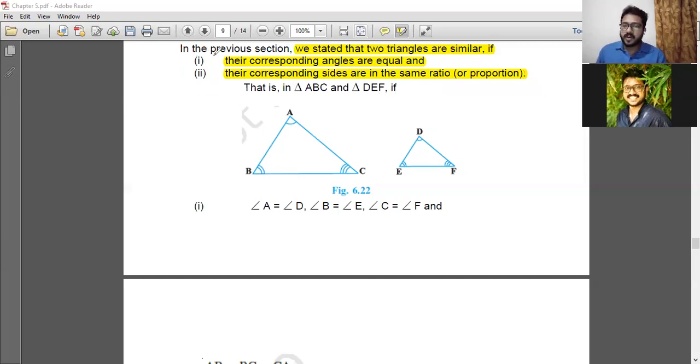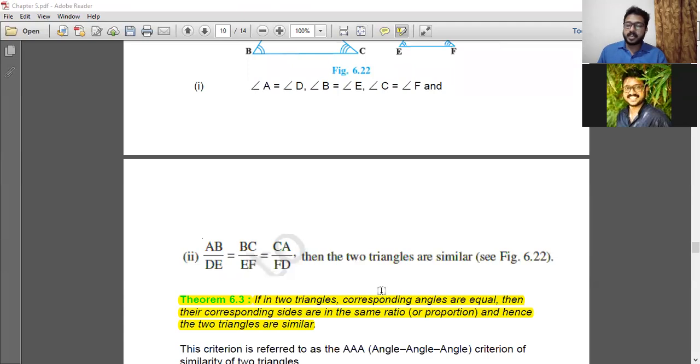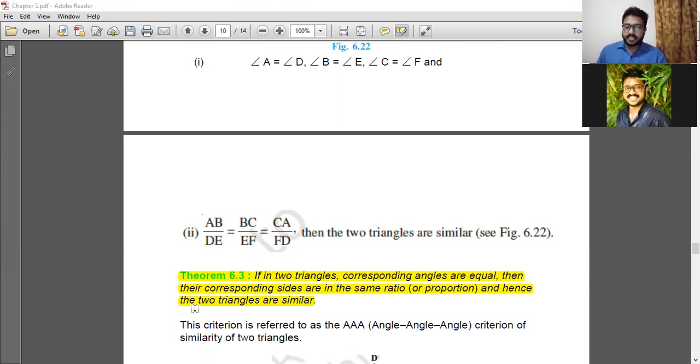Okay, now we want to prove it, the proof of this theorem. How can we prove it? If the corresponding angles of two triangles are equal, then the corresponding sides are also in the same ratio. Let us see. And one more thing, this is a criterion for two triangles to be similar. This criterion is referred to as AAA, the angle criterion of similarity of two triangles.